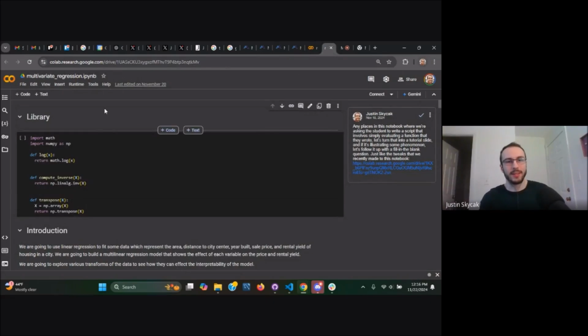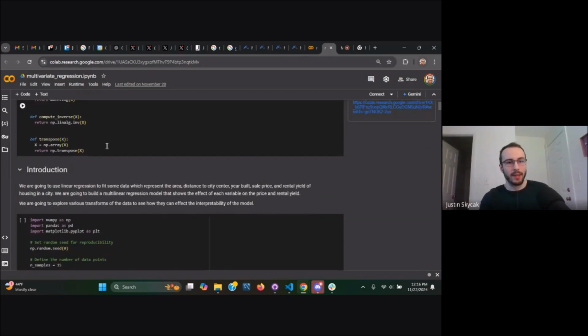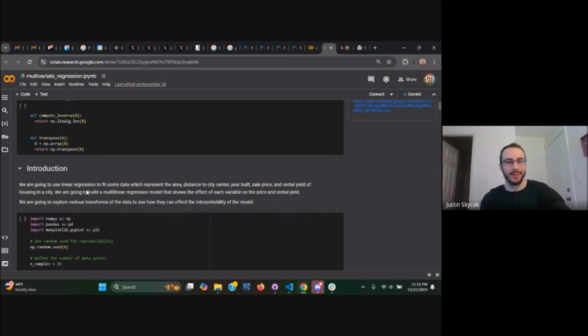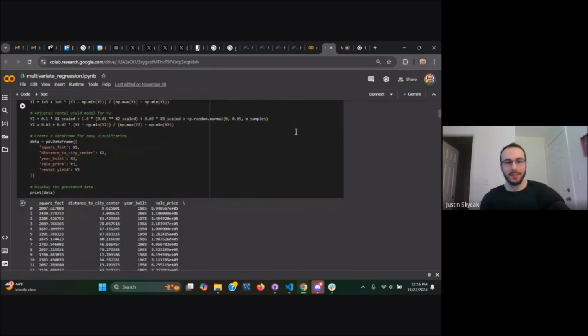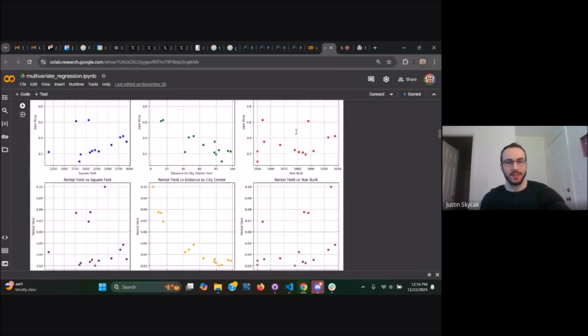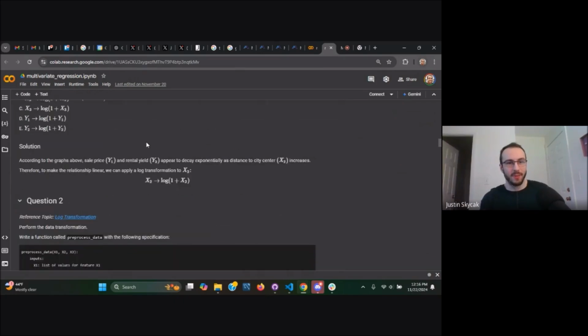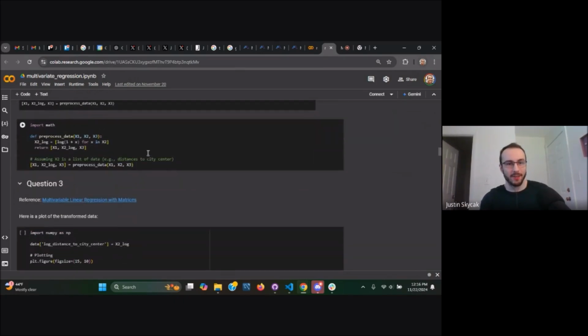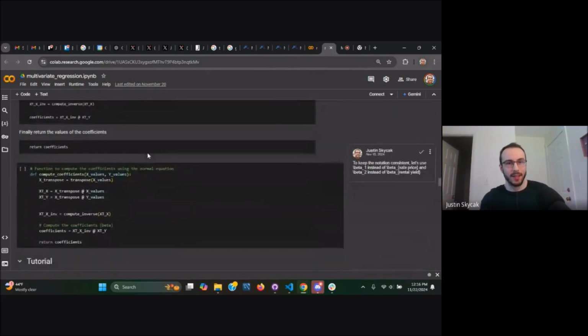this is just a blueprint for a notebook that we're working on, using linear regression to fit some data that represents housing in a city, to figure out the house price and the rental yield based on features like how far it is from the city center, when it was built, how many square feet it is. You get the idea. You've got some graphs, fit a model, and do some data transformation that you need to make your model fit well.